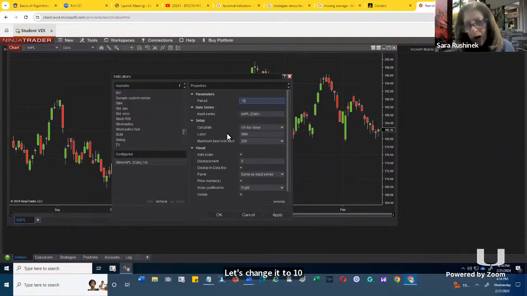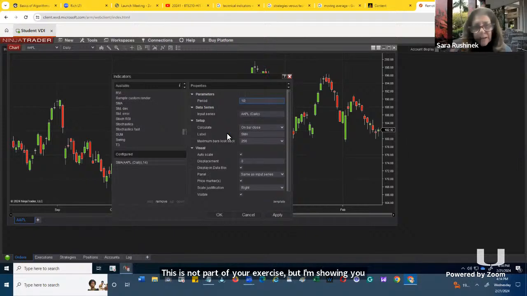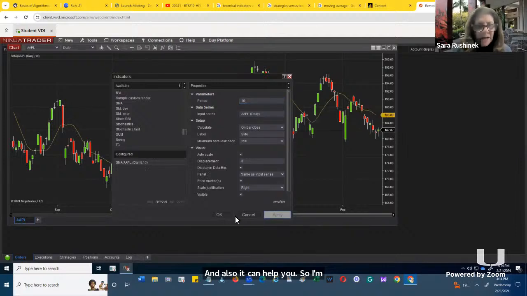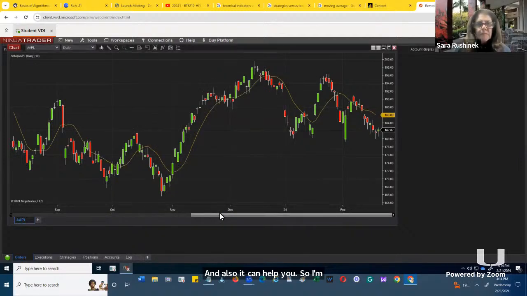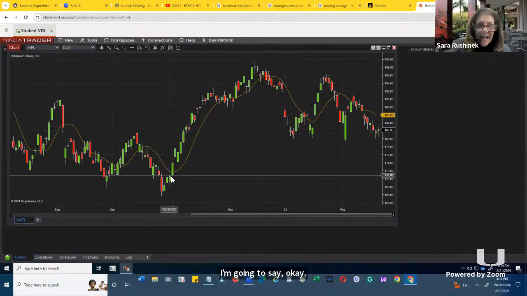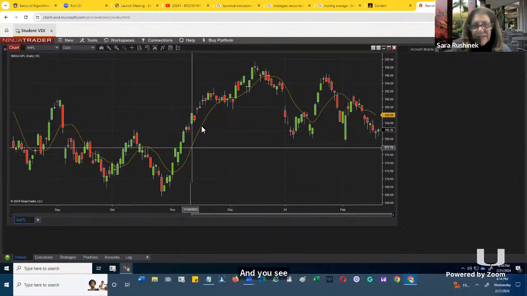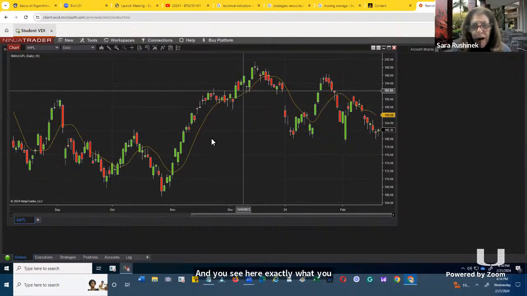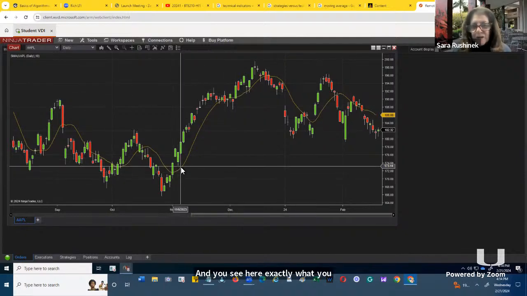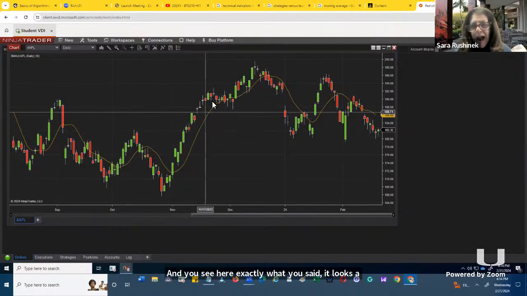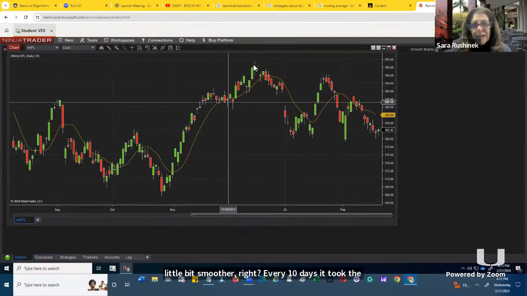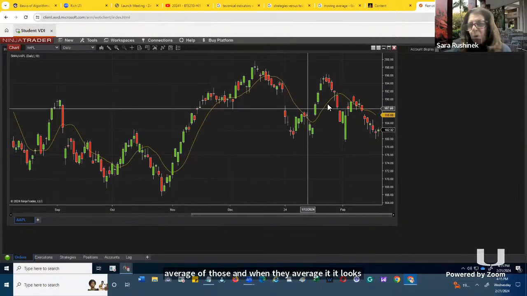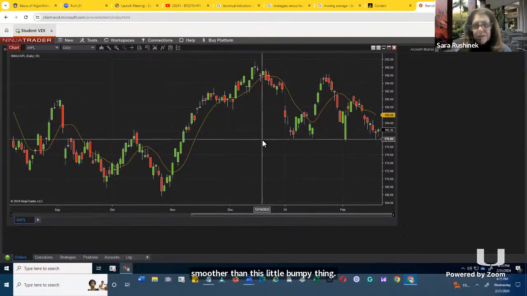This is not part of your exercise, but I'm showing you this. If you want to go along with me, sometimes it's good because it keeps you awake. And also it can help you. So I'm going to apply that and say okay. And you see here exactly what you said. It looks a little bit smoother, right? Every 10 days, it took the average of those. And when they average it, it looks smoother than this little bumpy thing. You see how it's more curved and it looks smoother.